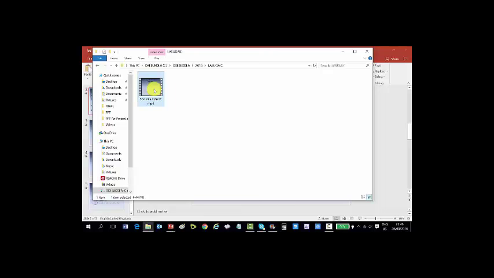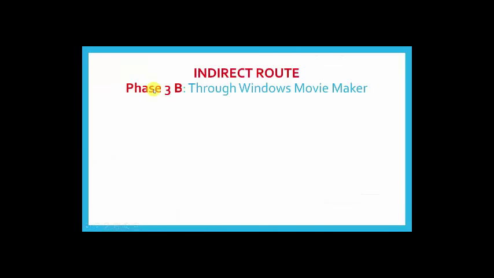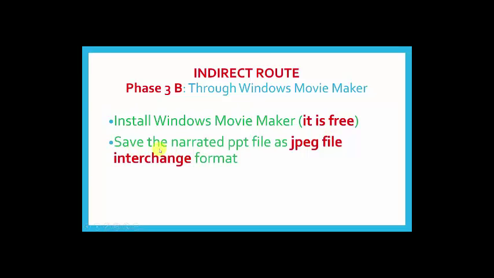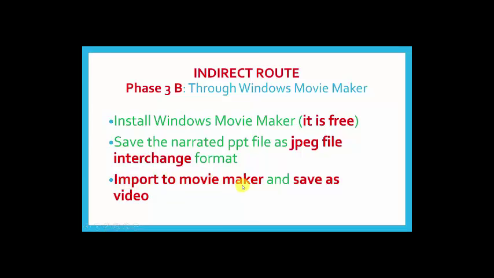So let's look at the other step, the alternative pathway. That will be 3B now. Yeah. So if you don't have Microsoft PowerPoint 2016 or 2010, and you have 2007, you have to go through the indirect route, which is phase 3B. How do you do that? Now you have to install Windows Movie Maker. I'll walk you through that in a minute. It is free. You then save your narrated PPT file as JPEG file interchange format. The last thing to do is to then import to Movie Maker and save as video.